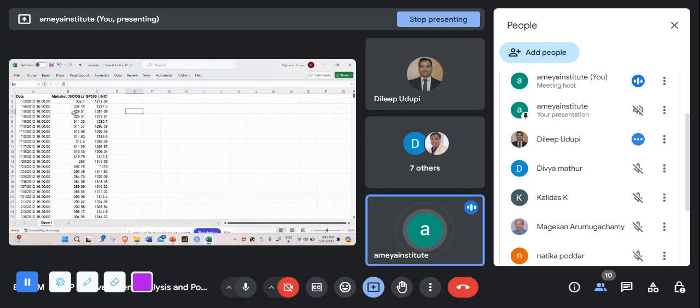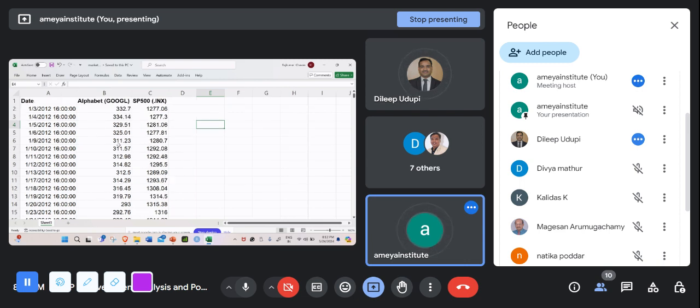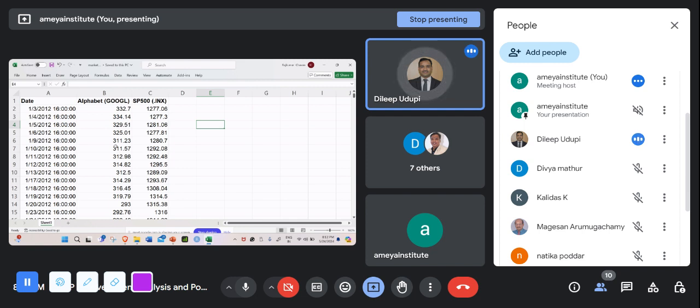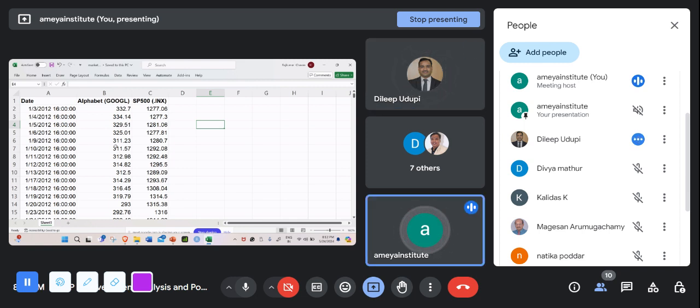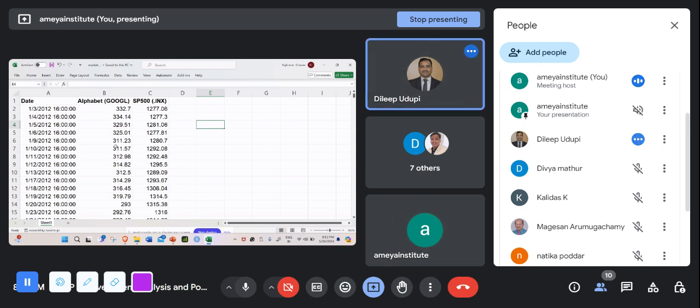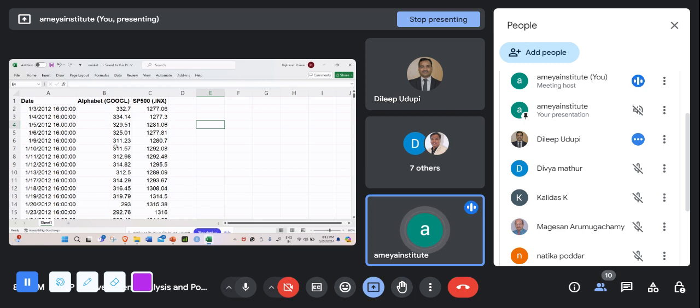Okay. I hope you have this Excel sheet with you. Once you're ready, please let me know so that we can start this calculation. We are ready. So what is the first step we should do? We should calculate the returns. So all of you, can you please calculate the returns of the individual?